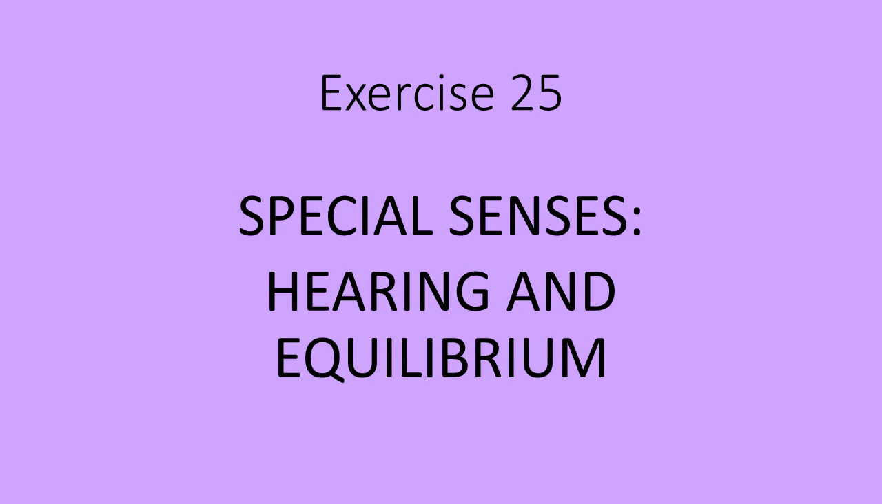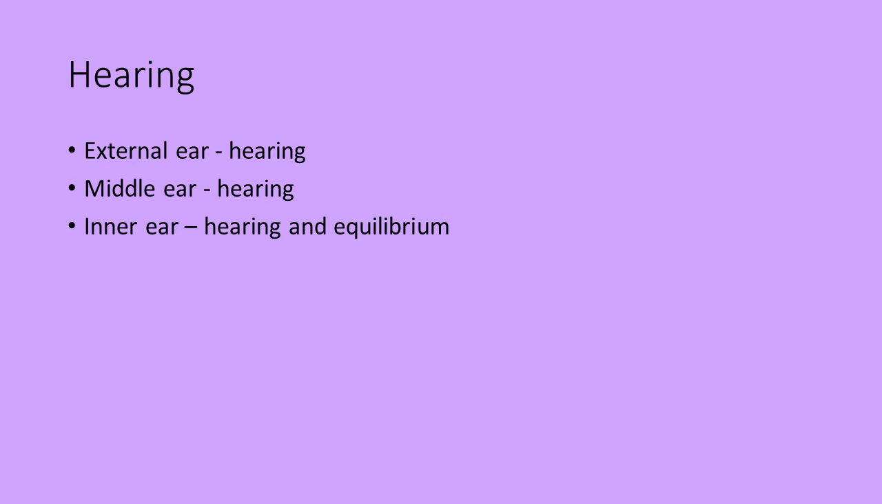This is exercise 25, once again dealing with special senses, specifically with hearing and equilibrium. With hearing, obviously we're going to be looking at the ear. The ear is divided into three major parts. You have the external, the middle, and the inner ear. All three of these parts are involved with hearing, and the inner ear is also involved with equilibrium.